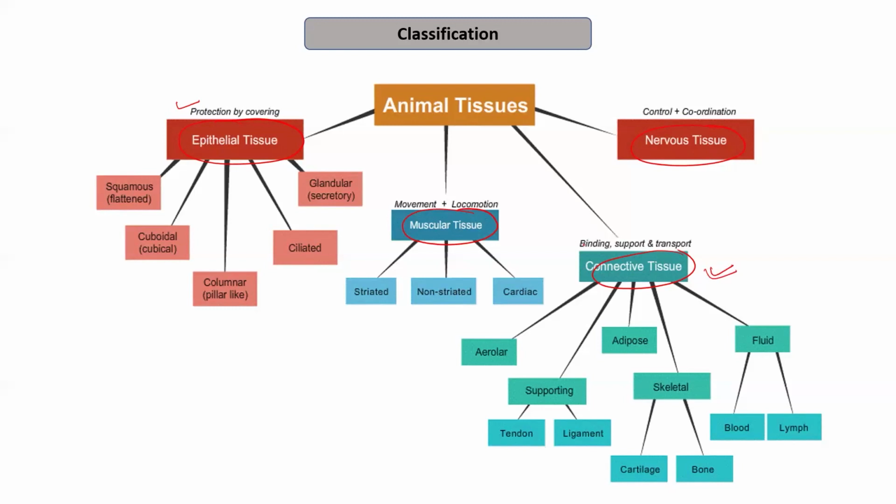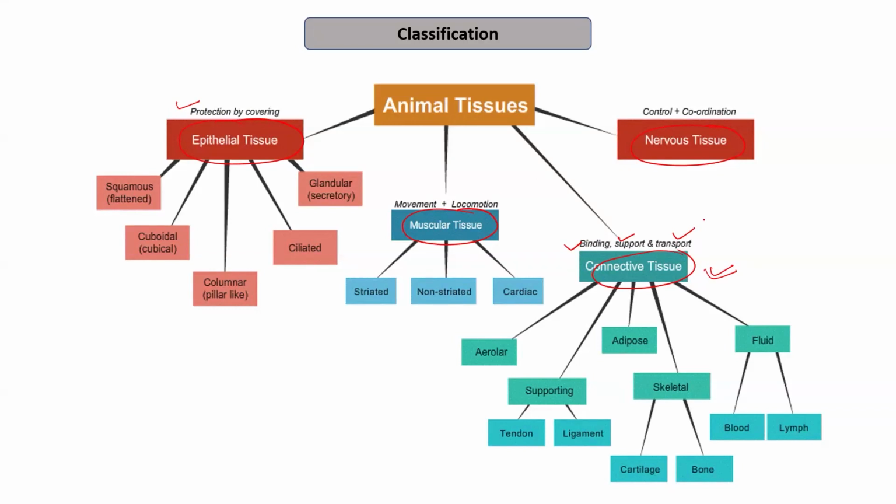The main function of connective tissue is that it helps in binding, it provides support, and it helps in transportation. Basically, connective tissue can further be divided into various types depending on the function. It can be fibrous connective tissue, it can be fluid like blood and lymph, so it can be fluid connective tissue, or it can be skeletal connective tissue that mainly consists of bone and cartilage. So it can also be called supportive connective tissue.